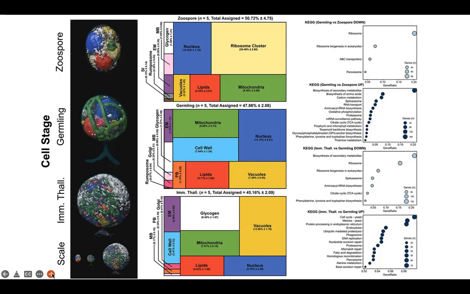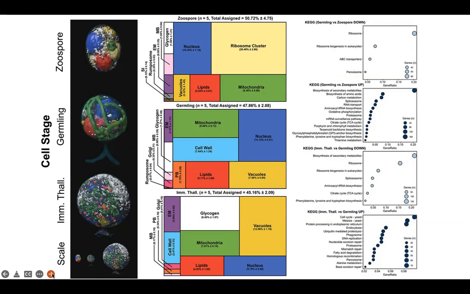And if you look at the transcriptome, this is the comparison between the germling and the zoospore. So this is what's down-regulated in the zoospore compared to the germling, and this is what's upregulated in the germling compared to the zoospore. You can basically see this really basic transcriptome profile in the zoospore: it's just got ribosome control, ABC transporters, and a peroxisome. That's all it needs. It's got material to look after the ribosomes in this ribosome cluster. ABC transporters and peroxisomes are what they would need to deal with the lipid globule.